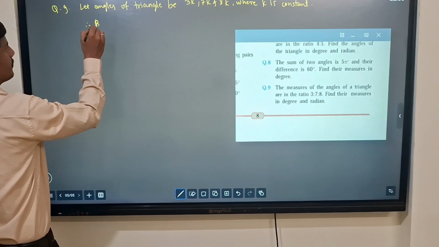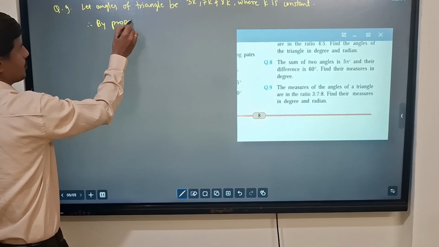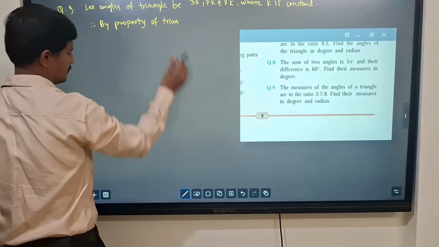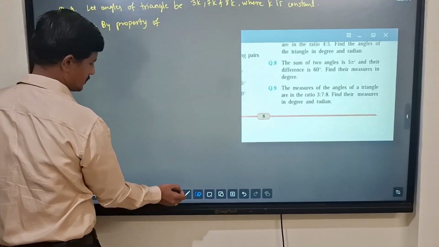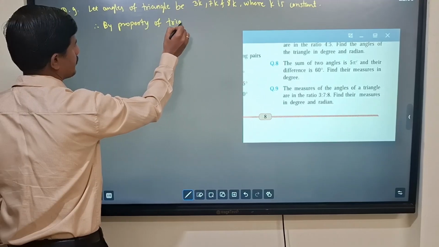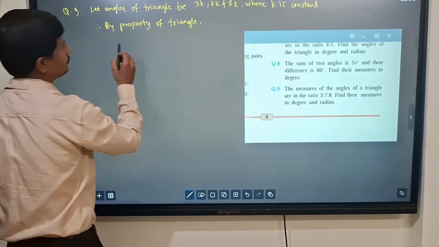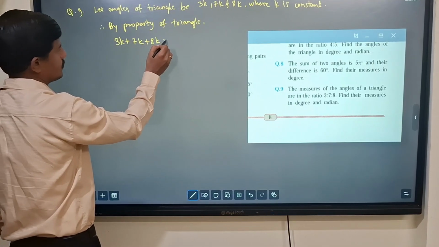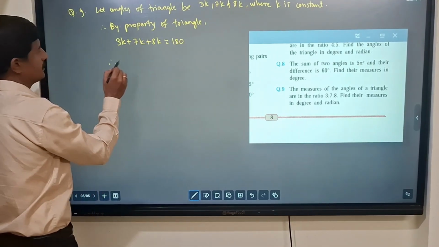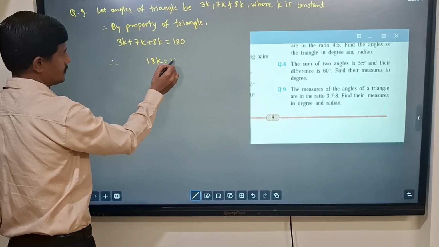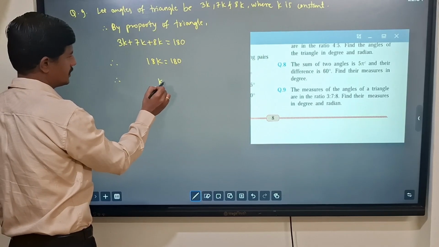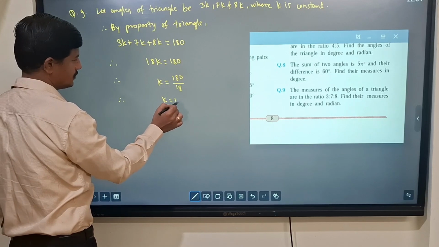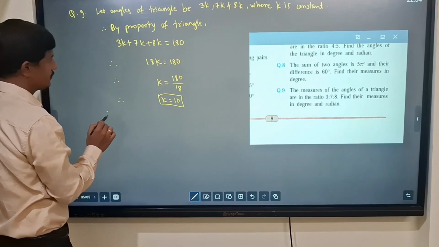Therefore, by the property of triangle, 3K plus 7K plus 8K equal to 180. Therefore, 18K equal to 180. Therefore, K is equal to 180 by 18. Therefore, K is equal to 10.